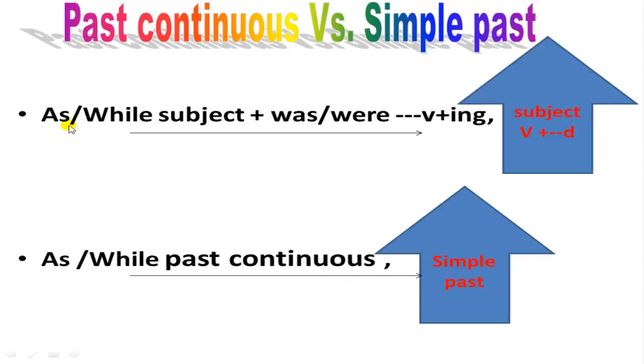So here, as or while, subject, was or were, verb plus ing. This is past continuous. So we have as or while plus past continuous, which of course is was or were plus verb plus ing, and then simple past. The simple past is verb plus D, ED, IED. Subject, verb with D, ED, IED.